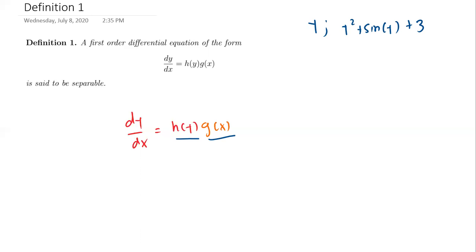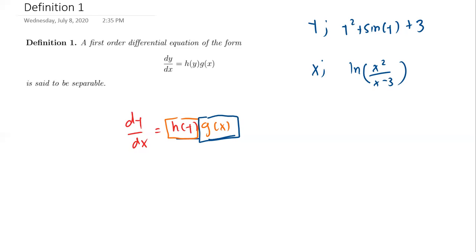Similarly for g of x, we want g of x to be an expression only involving x or constants. So again, it could be as simple as x, it could be as complicated as ln of x squared divided by x minus 3. It doesn't matter how complicated it is, as long as it only has x's and constants, you're good. So this is the condition that we need. Given a differential equation, can you write it as dy dx equals some expression involving only y's or constants times some expression involving only x or constants?